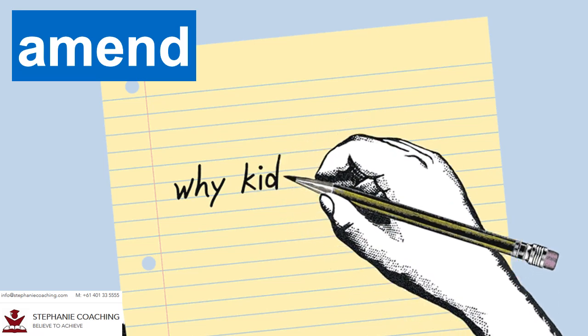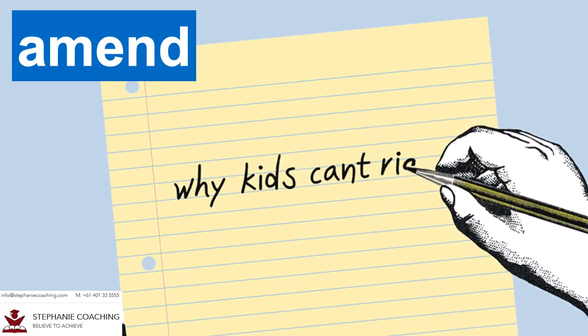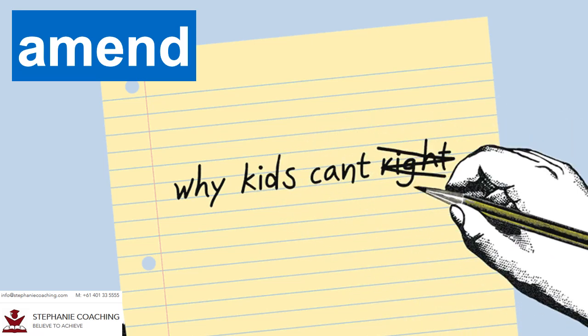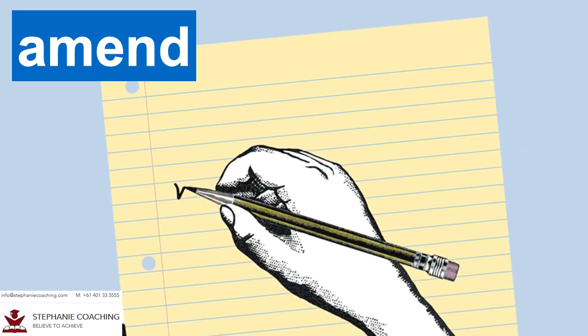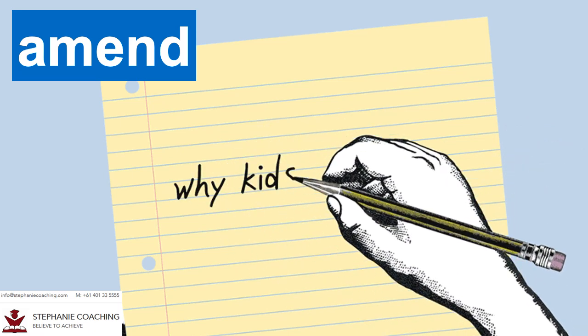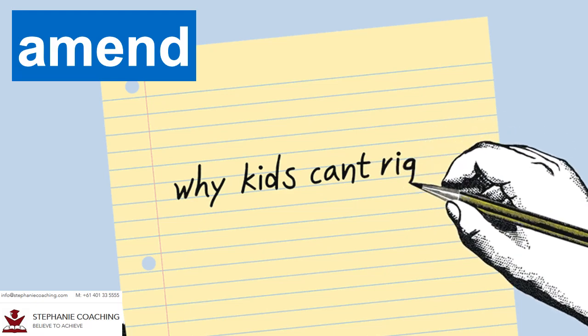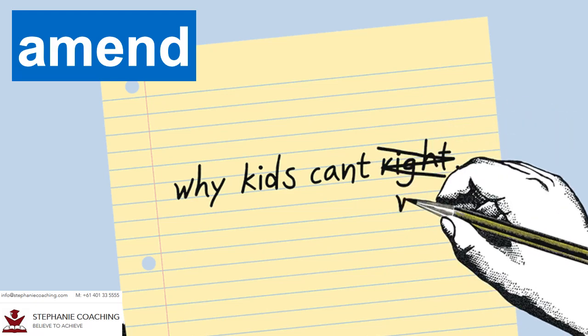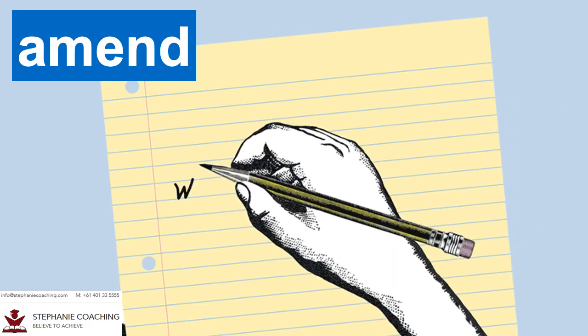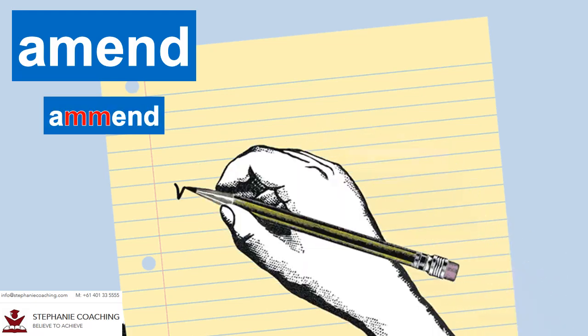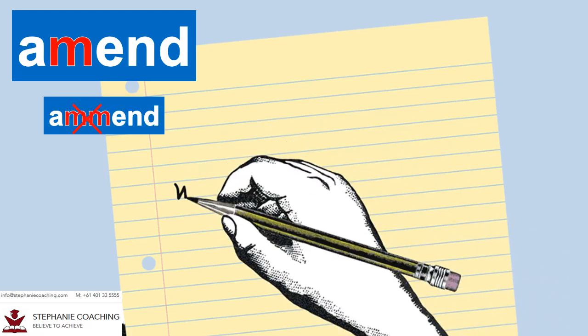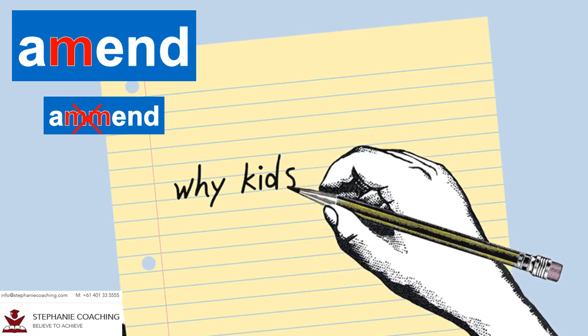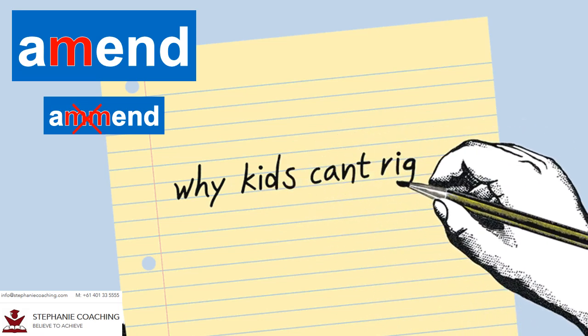Word number 10 is amend. Amend means change. For example, my teacher asked me to amend my sentence because of a spelling mistake. Amend is commonly misspelt with a double M. Don't forget there is only a single M in the word amend.